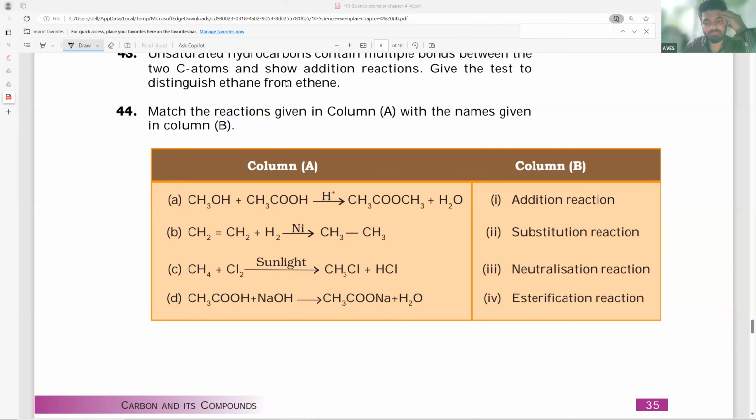Done? Yes. Okay. So that's all for today. We'll meet you in the next class. Thanks for joining. Okay, let's check first. Okay, sir. This is the CH3COOH. Yes, and it is forming ester, so it is an esterification reaction. Yes, sir. It is an addition reaction. Yes.